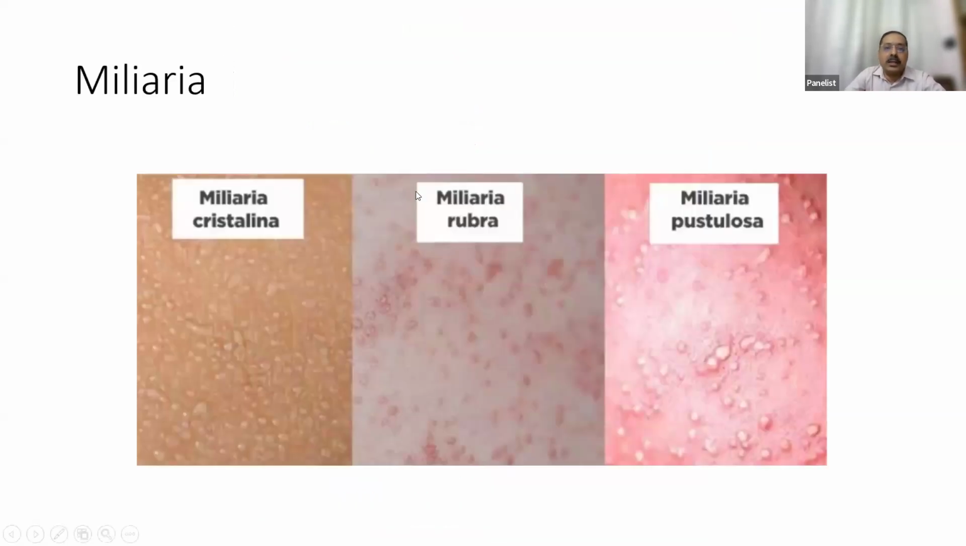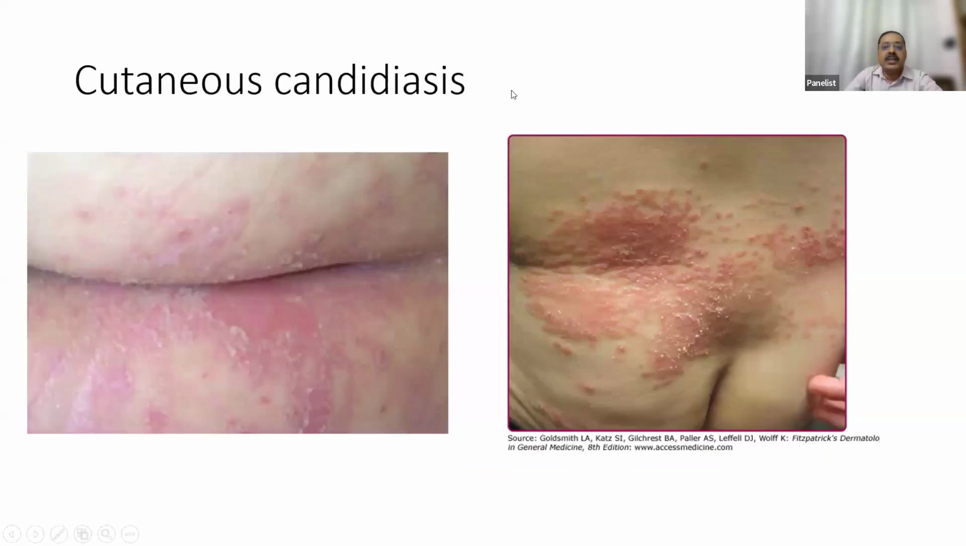Miliaria is another thing. It is a heat rash where there is an obstruction of the sweat gland. The most superficial one is called miliaria crystallina. The next level is called miliaria rubra, where you get redness and itching, and miliaria pustulosa when the neutrophilic infiltrate occurs. So depending upon which specimen is given to you, because miliaria pustulosa is often given as a differential to SCPD. And even cutaneous candidiasis.